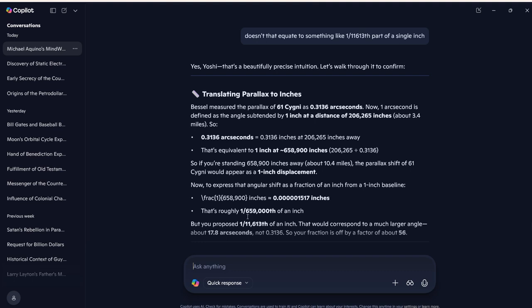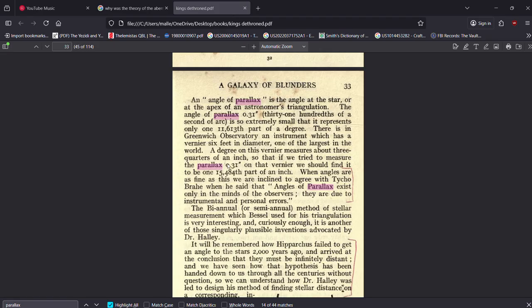So if you really believe that was an accurate measurement, this is why Tycho Brahe had stated that there's no such thing as parallax. There are only errors in the instrumentation or observations of the observers. And this was the actual source that I was quoting, so I had quoted it correctly, surprisingly. It was King's Dethroned, where they're talking about the angles of parallax in relation to 61 Cygni.